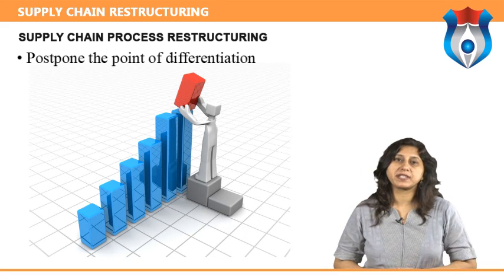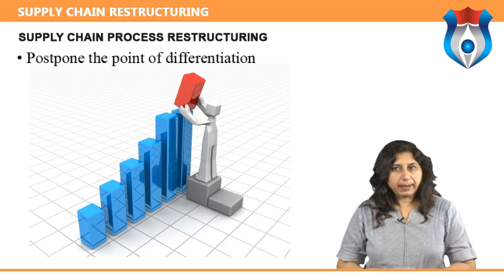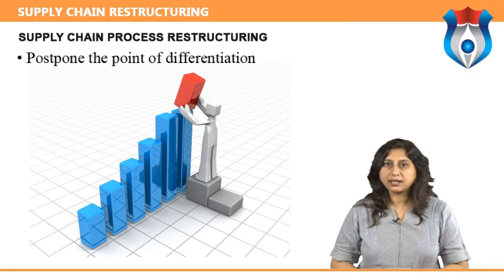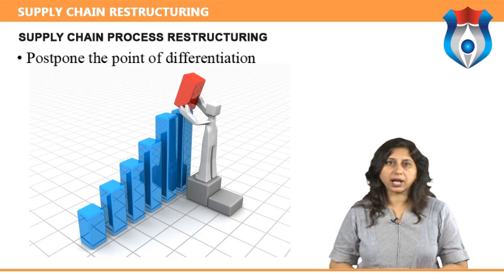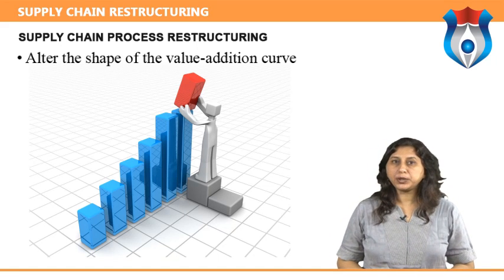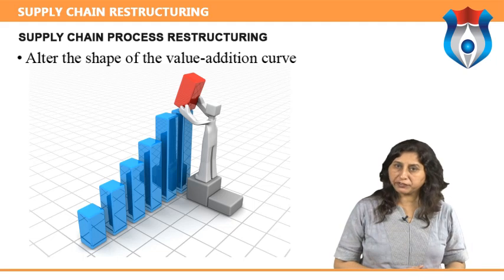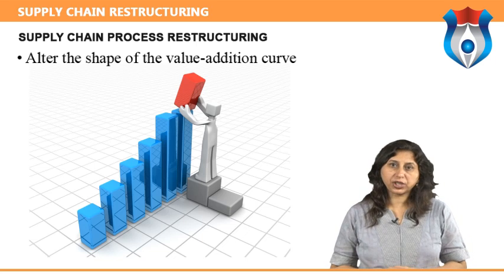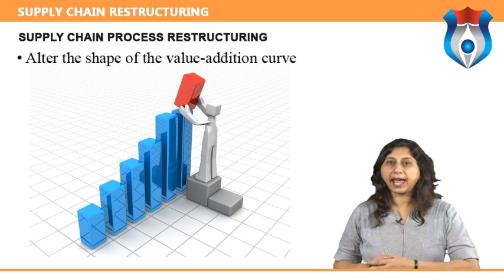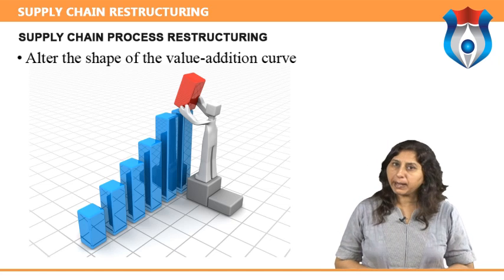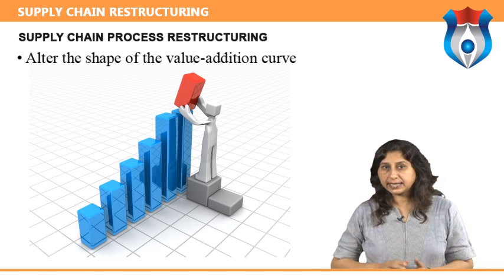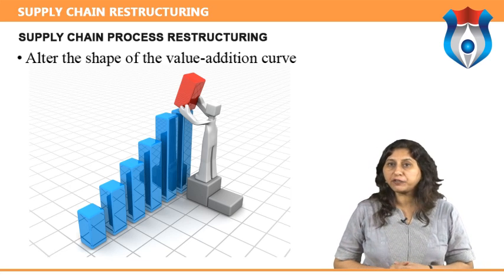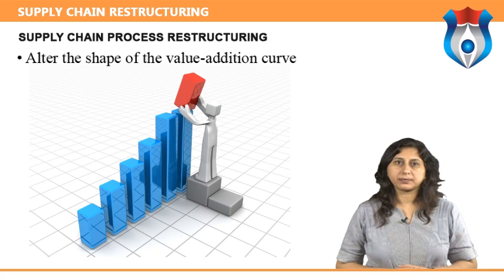By moving the point of differentiation as much as possible, a bulk of the activities can be carried out using the aggregate level forecast rather than the variant level forecast. Alter the shape of the value addition curve. Shift the bulk of the cost addition as late as possible. This will reduce the inventory in the chain and also help the RUM in having some flexibility. If the bulk of the cost addition takes place at a later point in time in the chain, one will be in a position to respond to unforeseen changes with the least cost.